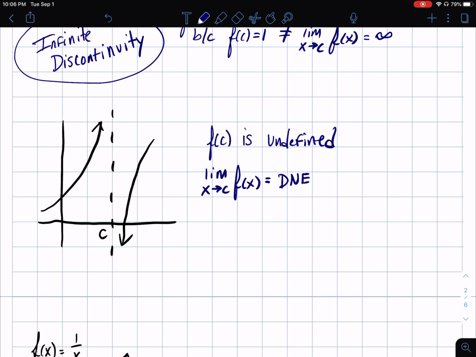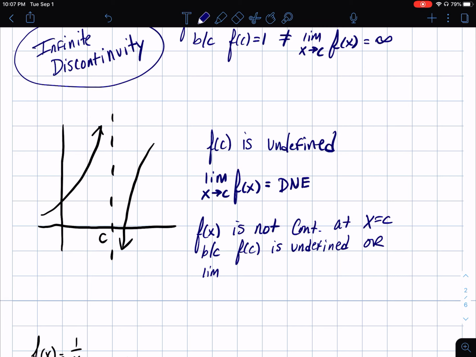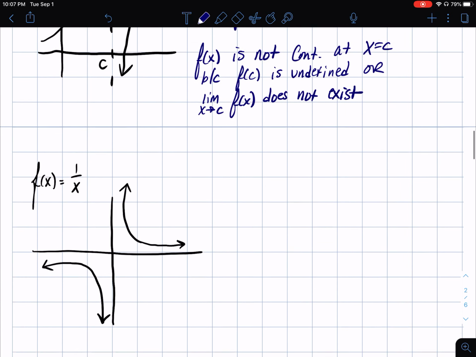so it wouldn't exist. So we'll say f of x is not continuous at x equals c, f of c is undefined, or you could say because the limit as x approaches c of f of x does not exist. So either of those will work.